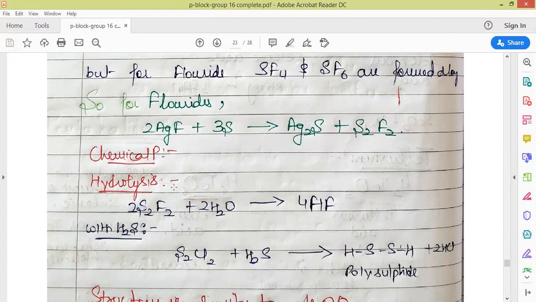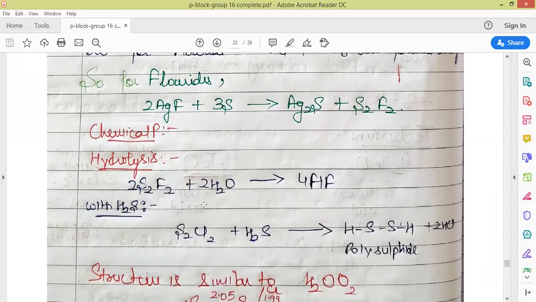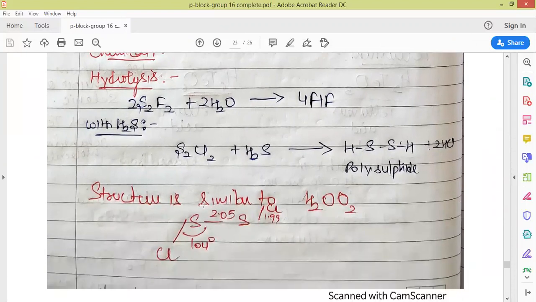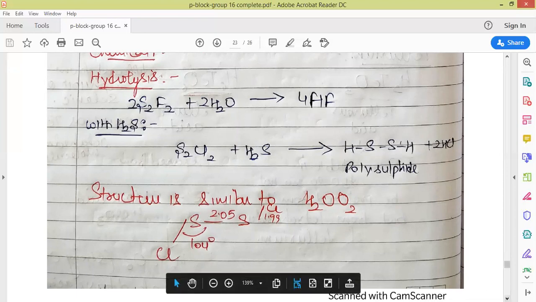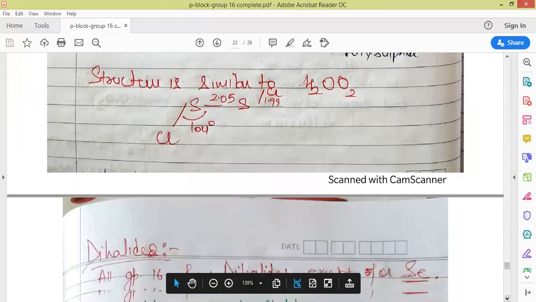Coming to the chemical properties, as the monofluoride of sulfur is the most important, we are discussing only that. These are the chemical properties. Monofluoride of sulfur, when hydrolyzed, gives the corresponding hydroacid, that is HF. With H2S, it gives polysulfides, which is an important reaction from the point of view of the synthesis of polysulfides, that is we get H2S2. The structure of S2Cl2 is very similar to H2O2, so it has a skew structure.